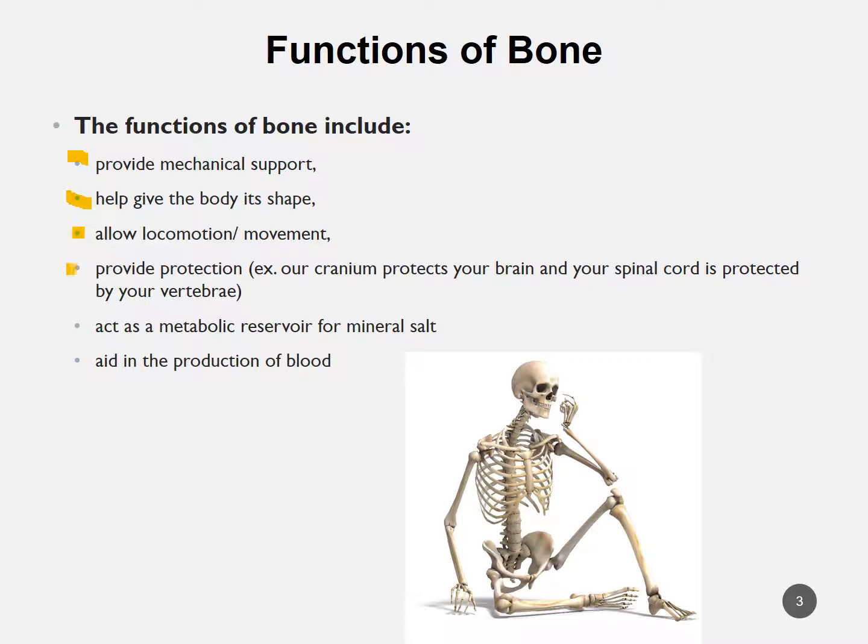To provide protection, for instance, the cranium, which is in the head, protects our brain. We have the vertebrae, of course, that protect the spinal cord, and so on. The bones also serve as a metabolic reserve for mineral salts, as well as blood, because we have bone marrow inside the bones, so they serve in that regard as well.